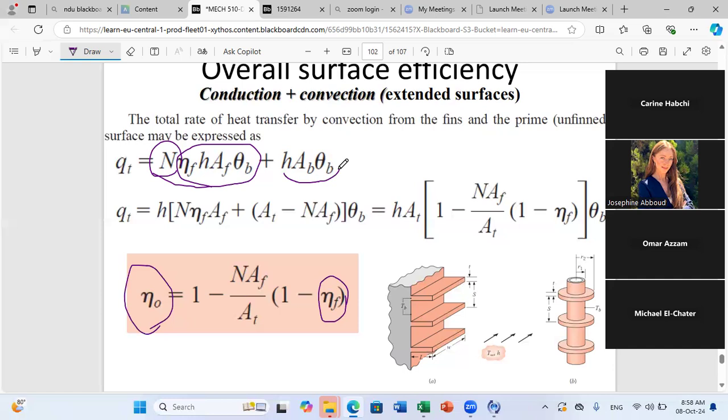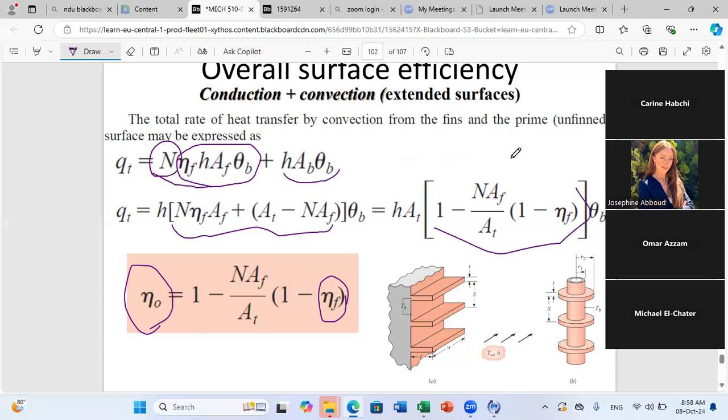Okay, and if we want to find the area not covered by fins, we just have to subtract the corresponding total area minus the number of fins that we have times their area. Okay, and then we'll get this term in brackets. If you take A total as a factor, you will get this term inside.